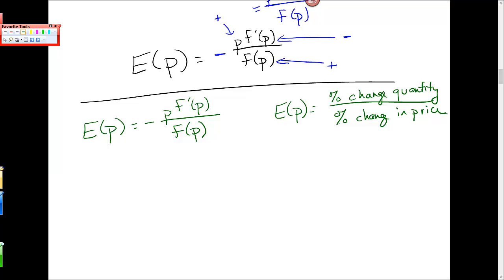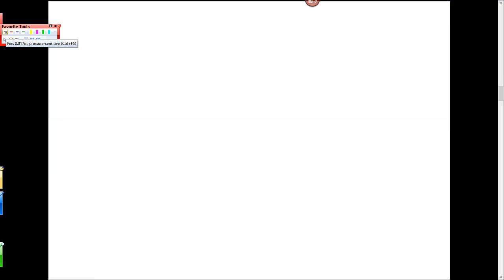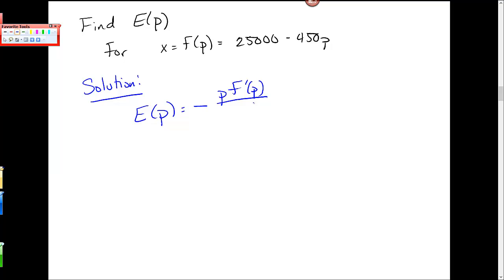Okay, so I want to do a few calculations. Let's just find elasticity for this x is equal to demand equation 25,000 minus 450p. So this solution looks like this. I remember that E of P, this formula, if I'm just trying to find it, is negative P, F prime of P over F of P.